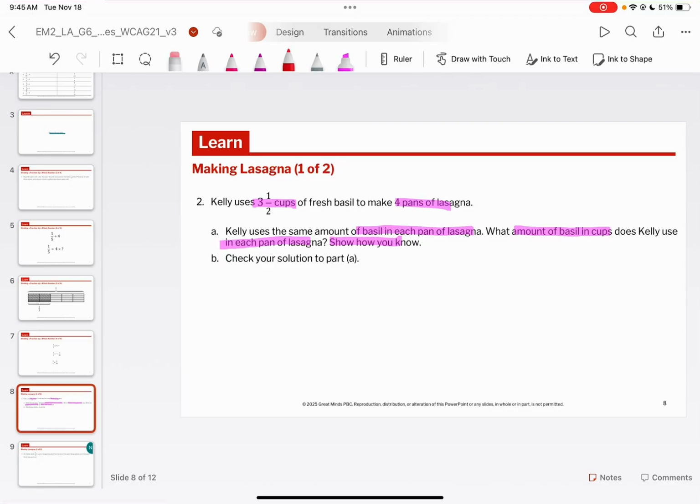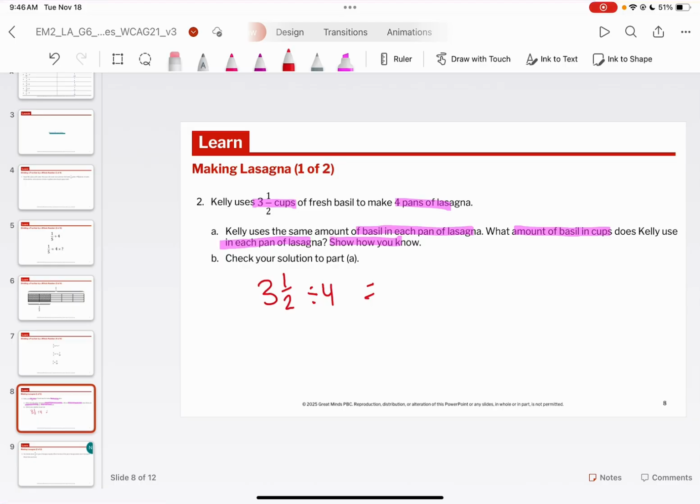What is my dividend? What is going to get divided? So raise your hand and tell me. What is going to be divided? What do I have that's about to get split into groups? Benjamin. 3 1/2. Good. 3.5. I am taking my 3.5 cups of basil and I'm splitting it into how many groups? 4. Good.